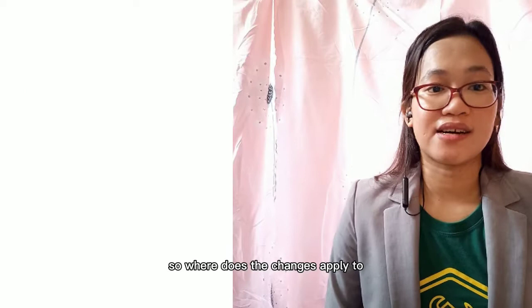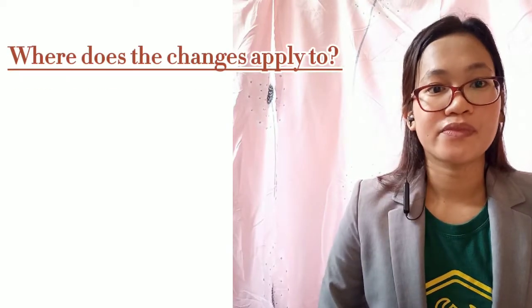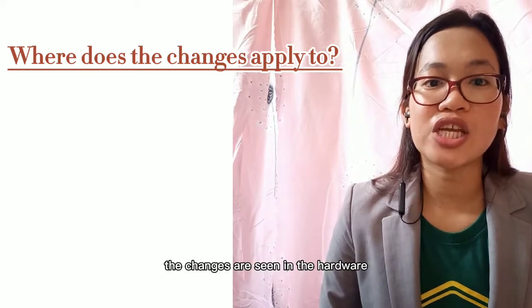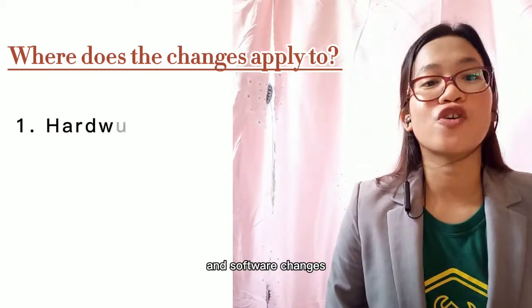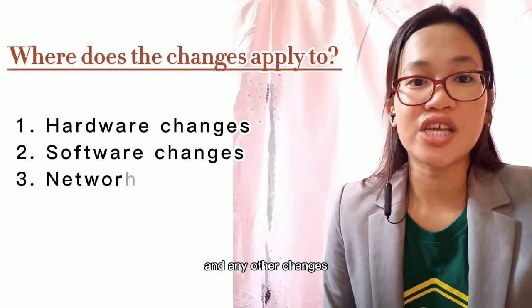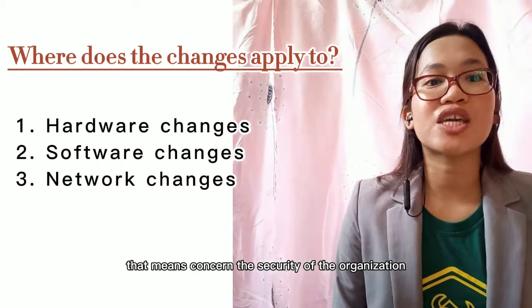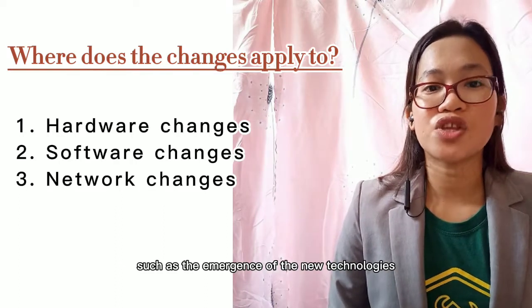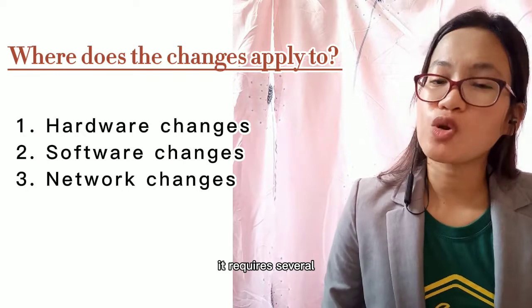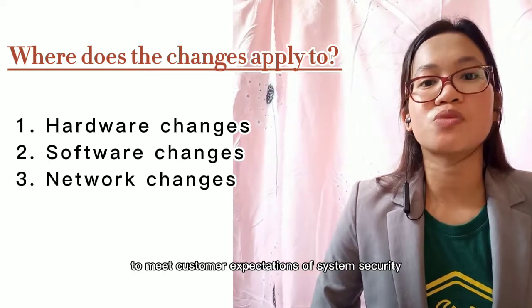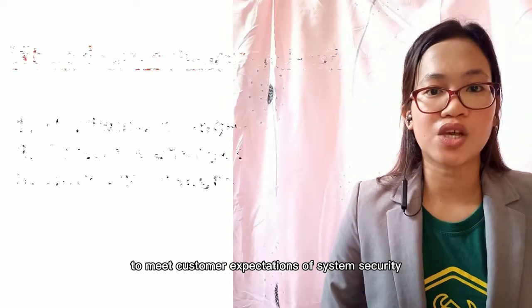So where do the changes apply to? So there are three applications of changes. The changes are seen in the hardware and software changes, network changes, and any other changes that may concern the security of the organization, such as the emergence of new technologies. It requires several operational and technical upgrades to meet customer expectations of system security.